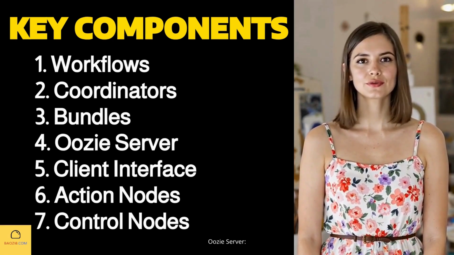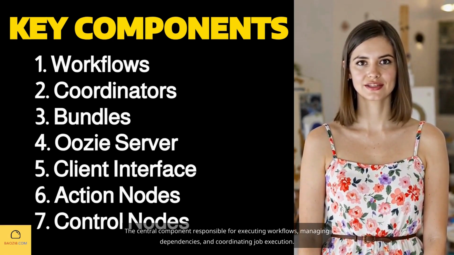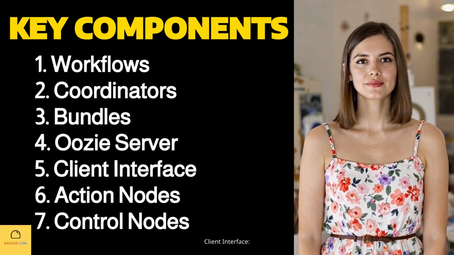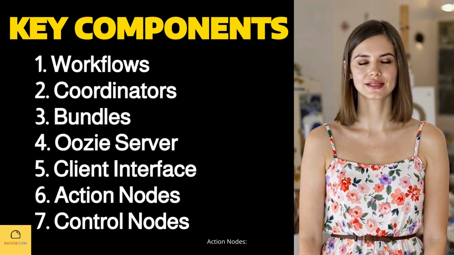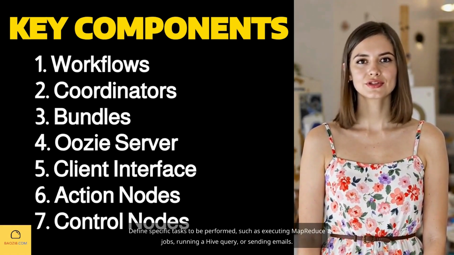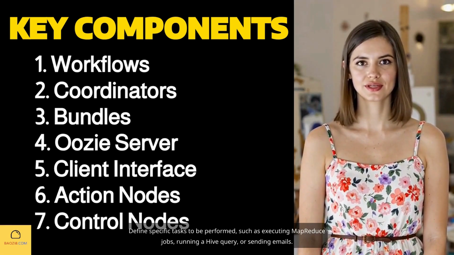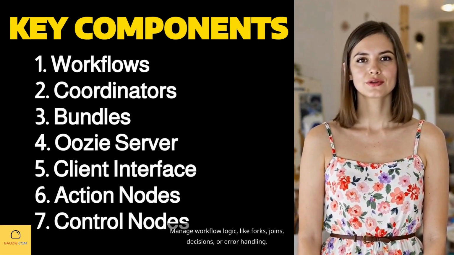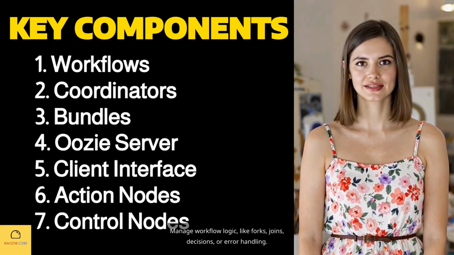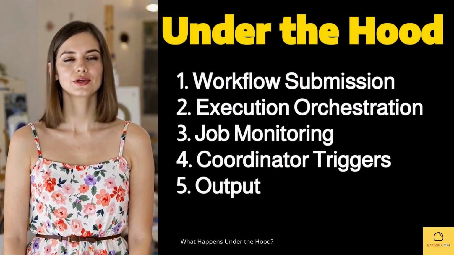4. Oozie Server. The central component responsible for executing workflows, managing dependencies, and coordinating job execution. 5. Client interface. Command line tools or REST APIs for submitting and monitoring workflows. 6. Action nodes. Define specific tasks to be performed, such as executing MapReduce jobs, running a Hive query, or sending emails. 7. Control nodes. Manage workflow logic like forks, joins, decisions, or error handling. What happens under the hood?